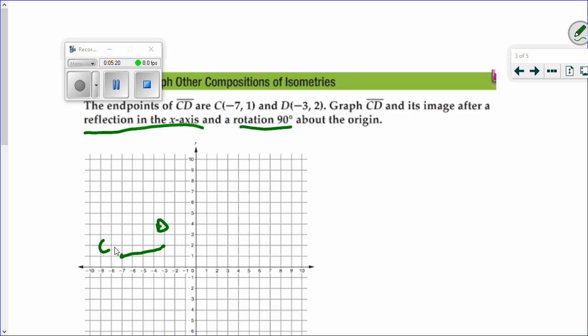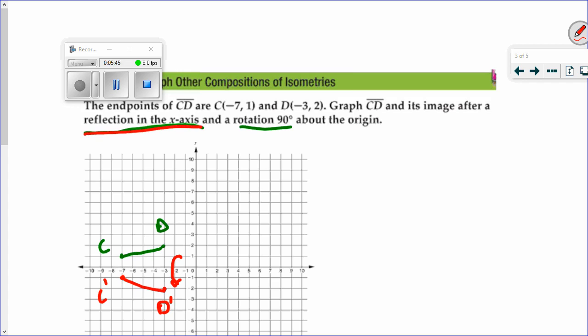First, let's reflect across the x-axis. Again, the x-axis is our horizontal axis. We see that C is 1 unit above it, so the reflection of C would be 1 unit below the x-axis. D is 2 units above the x-axis, so the reflection of that would be 2 units below the x-axis. So that was after the reflection.